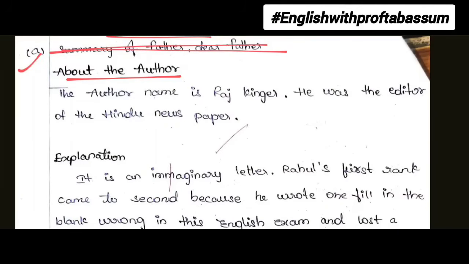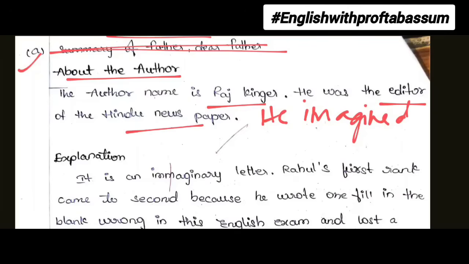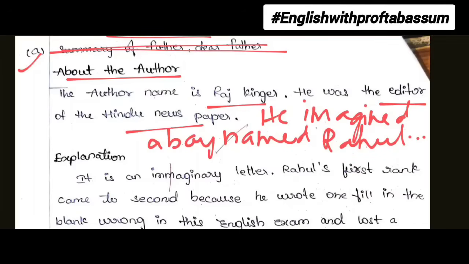Then about the author. In about the author, you identify the author's name and then mention he is an editor of the Hindu newspaper. Now in this one you can mention one point that he imagined this boy named Rahul who is writing a letter to his father, but he was never able to send that letter. So such points about the author you can mention.